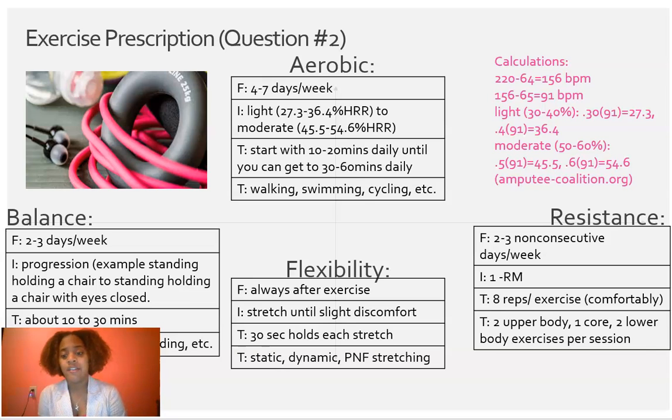Resistance. F: 2 to 3 non-consecutive days per week. I: 1 RM. T: 8 reps per exercise comfortably. T: 2 upper body, 1 core, 2 lower body exercises per session.